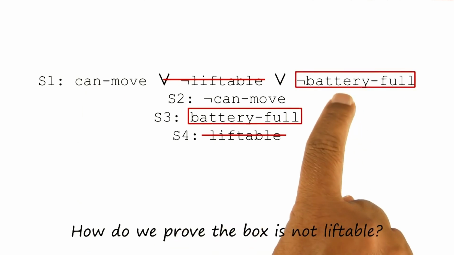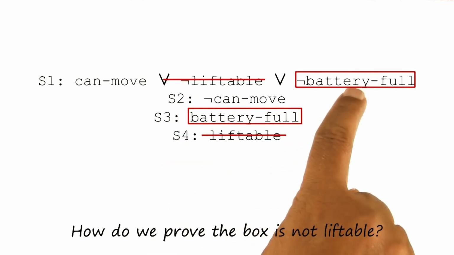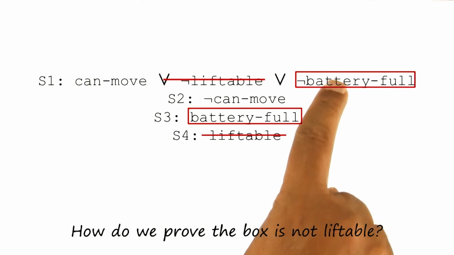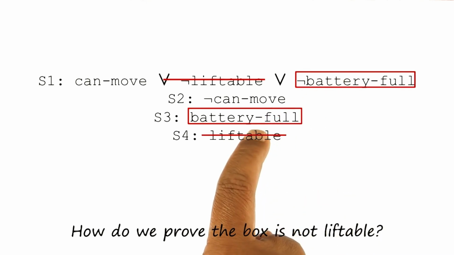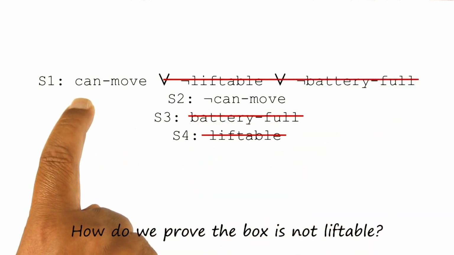Let us begin with not battery full. We'll try to find a sentence which contains a negation of this particular literal. There is a sentence S3 which is a negation of this, so we'll resolve on this: battery full and not battery full, because they both cannot be true. We'll drop them. Now in sentence S1 we are left with just one literal, can move.